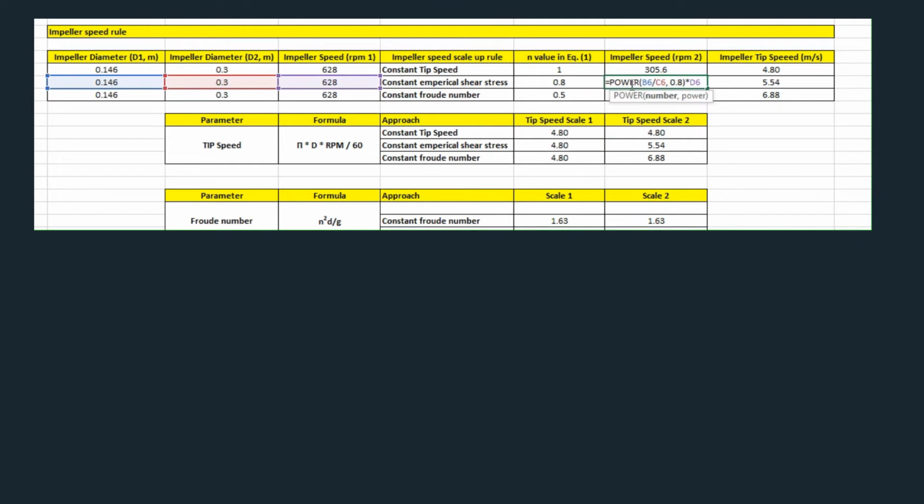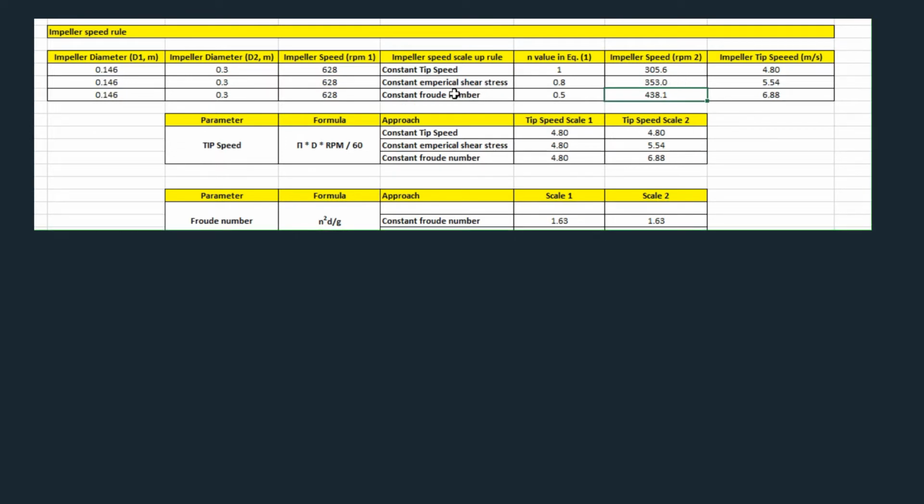So you can calculate that value by this Excel trick. You can use the power function with B6 divided by C6. It means D1 by D2 comma n value, that is 0.8, bracket close. So this will give you the value of (D1/D2) to the power n. Then multiply by the first scale rpm, that is D6. It will give the second scale rpm, which will come to 353.